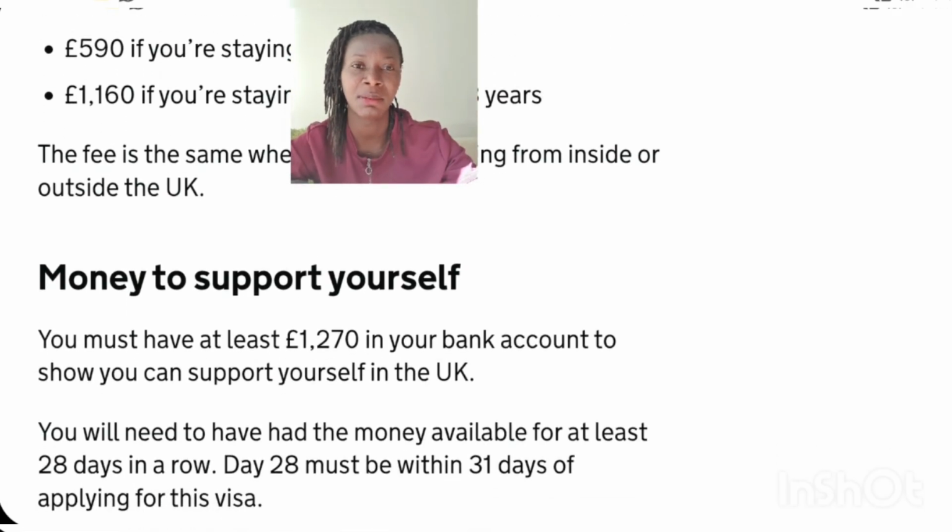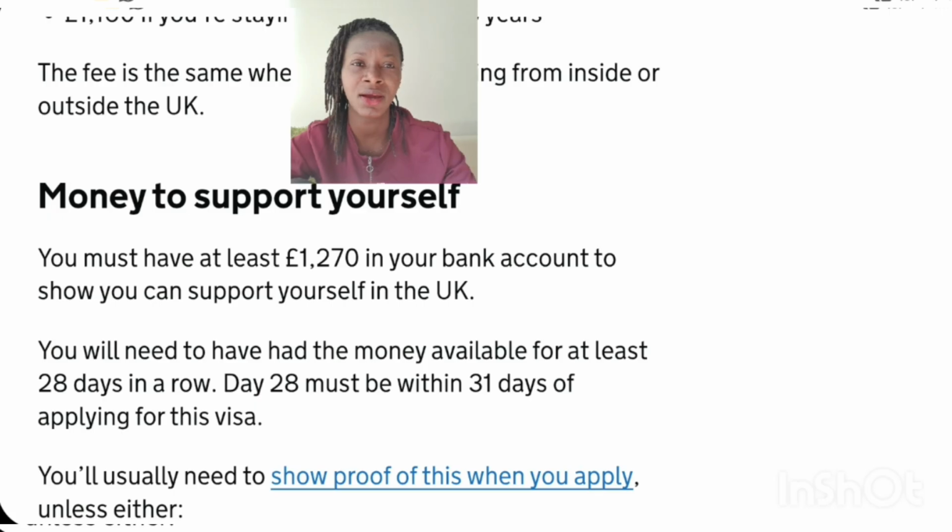Now, for the money to support yourself, it still remains £1,270 in your bank account, but there is a little bit of a rule to it. That money should be in your account. You will need to have had the money available for at least 28 days in a row. The 28 days must be within 31 days of applying for this visa. Meaning that if your employer does not take maintenance to prove funds for you, then you should have this £1,270 in your account 28 days before you make your visa application.